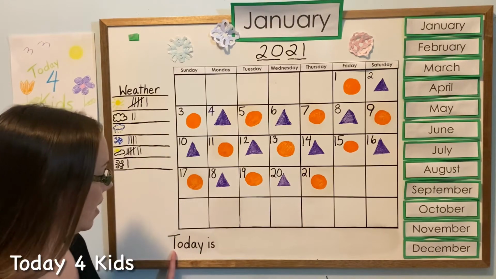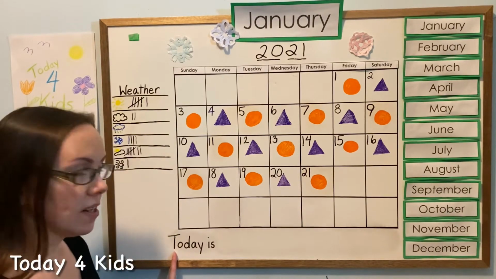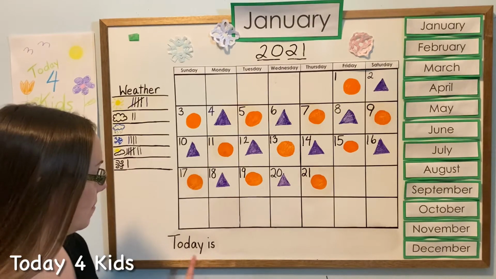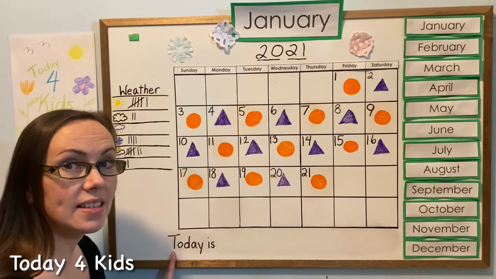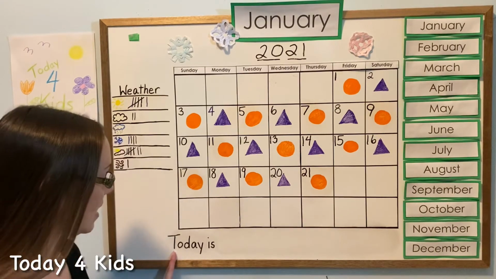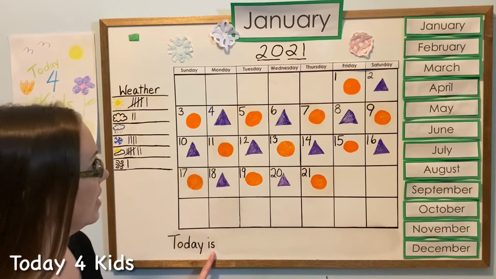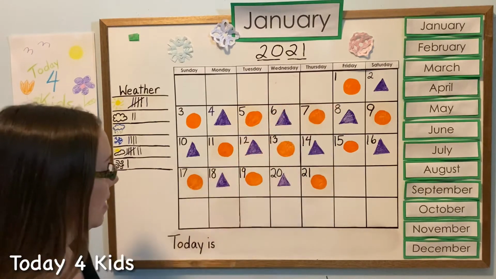So let's put all of the components of our calendar into our sentence to tell us what day it is. So our sentence starts with two words. Today is. And today has a capital T because it is the first word in the sentence. And we always capitalize the first word in the sentence. So today is Thursday.